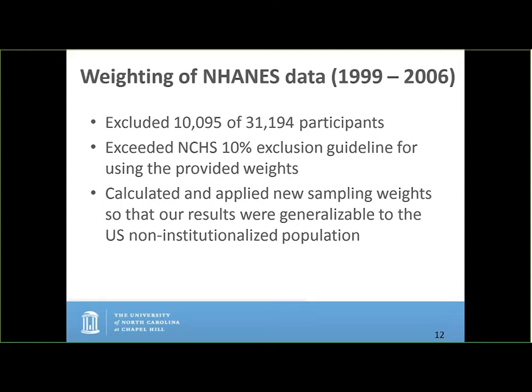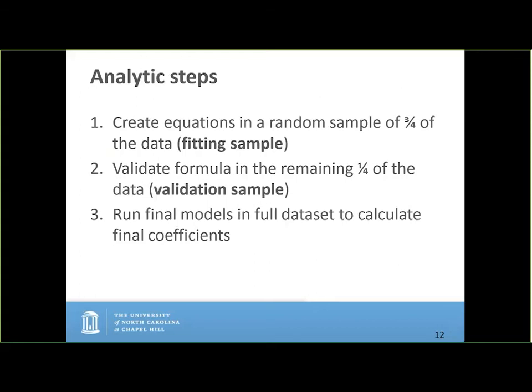So the data that we used for this project was from NHANES, and we started out with a little over 31,000 participants. We ended up having over 10% of the participants excluded. So we exceeded the guidelines that NCHS has put out to indicate whether or not your sample is still going to be representative of the U.S. population. And so we calculated and applied new sampling weights to the NHANES data so that our equations were, in the end, generalizable to the NHANES population, or to the American population.